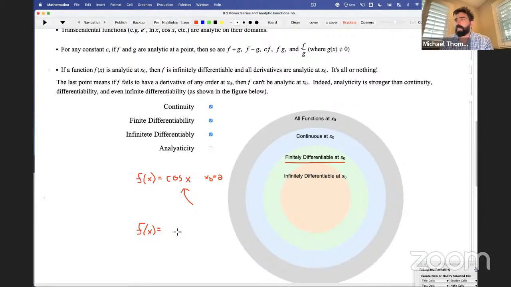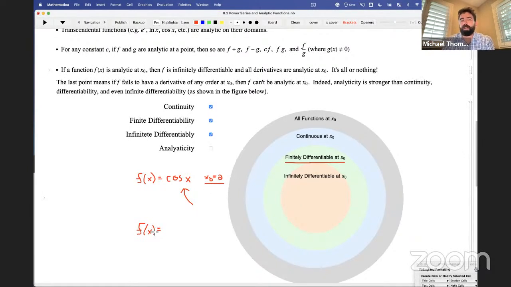Very simple one. The first derivative is 2x. The second derivative is 2. The third derivative is 0. The fourth derivative is 0. The fifth derivative is 0. So yes, it exists, right? And then you could plug in a point, but they all exist.